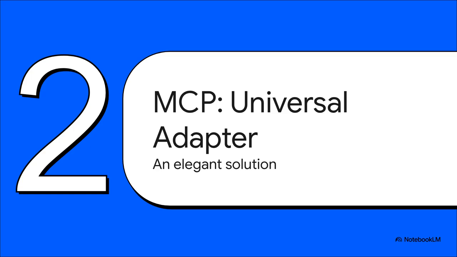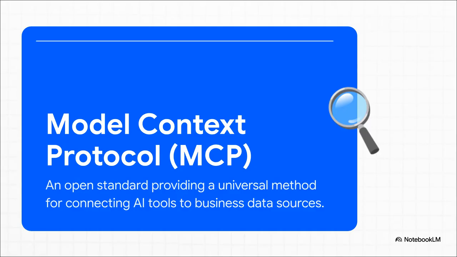But what if there was a better way? This is where the hero of our story comes in. It's a new protocol specifically designed to untangle that messy web of connections and make integrating AI so much simpler. So, what exactly is it? The Model Context Protocol, MCP for short, is basically an open standard that creates one common language for AI tools and business systems to talk to each other. It was first introduced by the AI company Anthropic in late 2024.